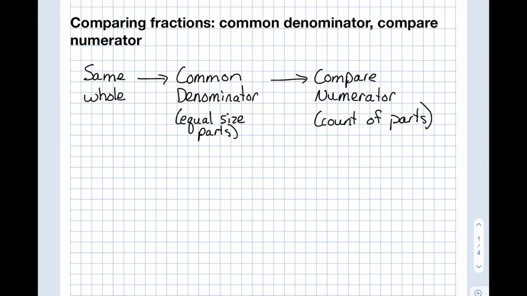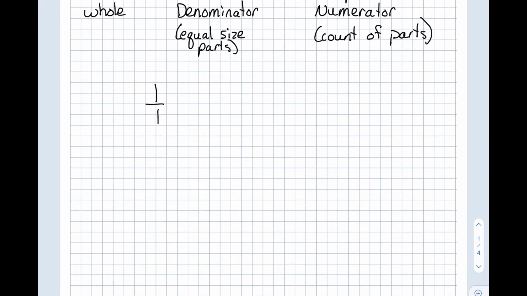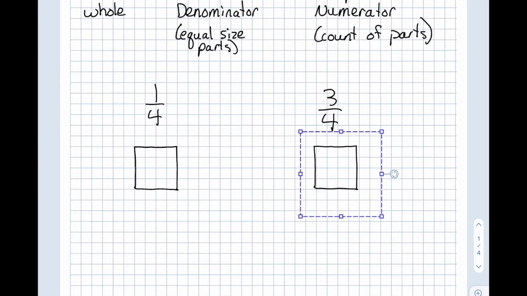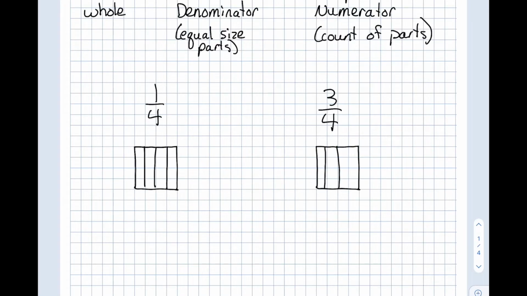Let's start with an easy one, 1/4 and 3/4, and use an area model. So first I'll pick my reference whole, and I'll use the same one for the second fraction. Because we already have the common denominator of 4, we'll partition the whole into 4 equal parts, and then we can shade according to the numerator. So with 1/4, we have 1 part worth 1/4 of a whole, and with 3/4, we have 3 parts, each worth 1/4 of a whole.